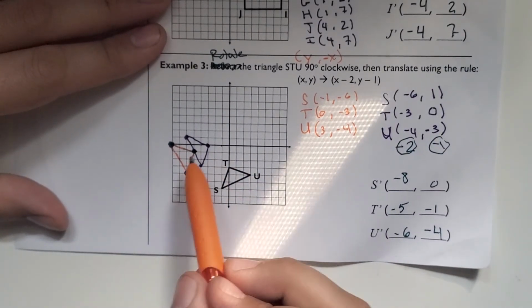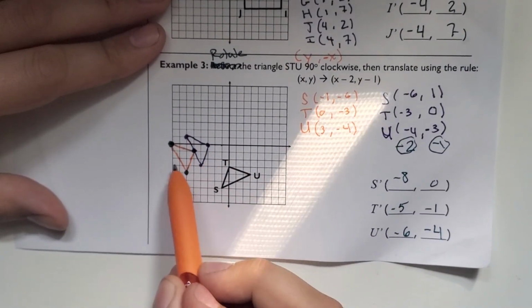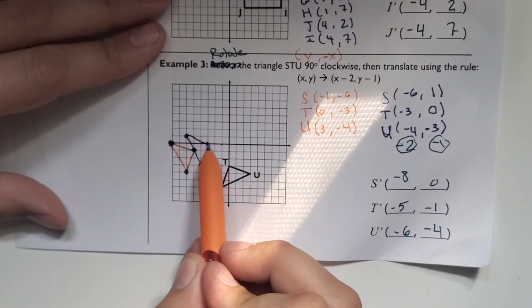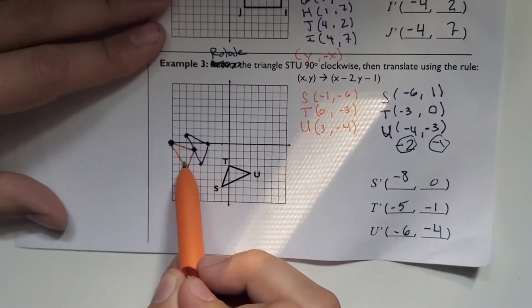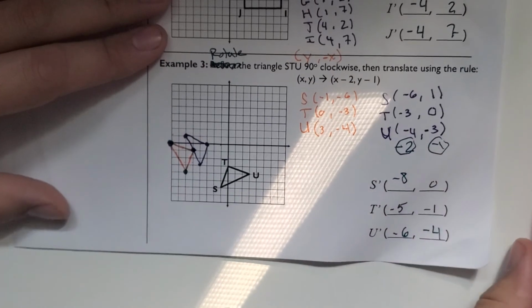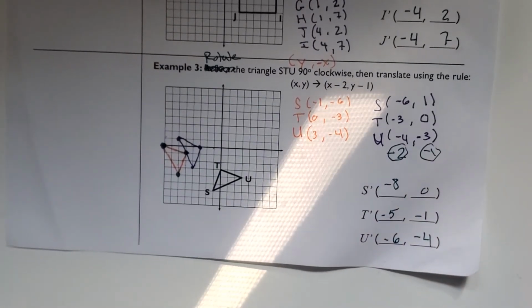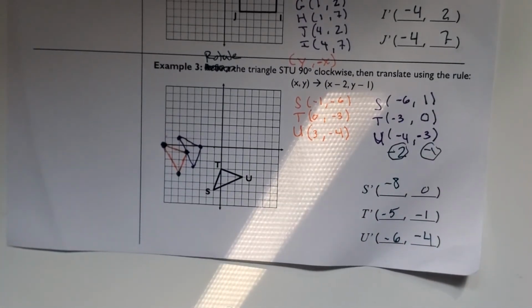After rotating it, I shifted it left 2 units and down 1 unit. 1, 2, 1. 1, 2, 1. Yep, I definitely did it correctly. So that is a great way to check it. Make sure you're counting it, make sure that picture lines up correctly. And that should be it.